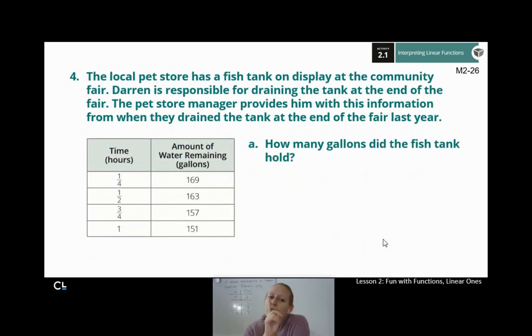One more. Can we do one more? The local pet store has a fish tank on display at the community fair. Darren is responsible for draining the tank at the end of the fair. The pet store manager provides him with this information from when they drained the tank at the end of the fair last year. So a quarter of an hour, half an hour, 3/4 of an hour, 1 hour, and this is how much water was in the tank. Wow, there's still a lot of water in the tank after an hour. That's a big fish tank. So my question is, how many gallons of water did the fish tank hold?